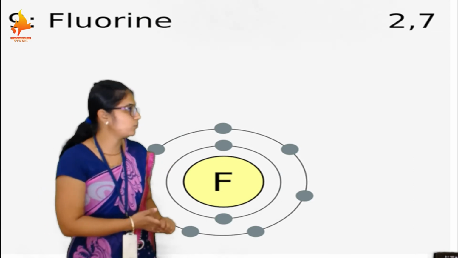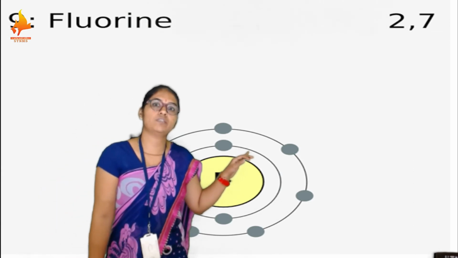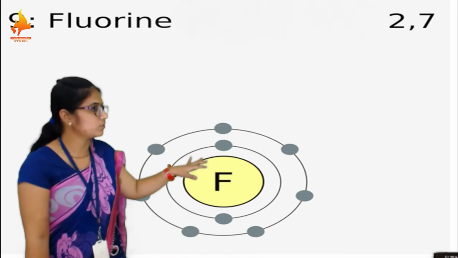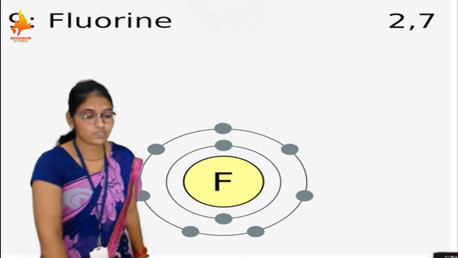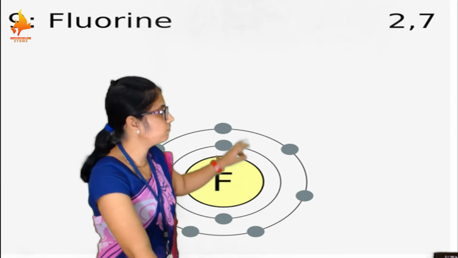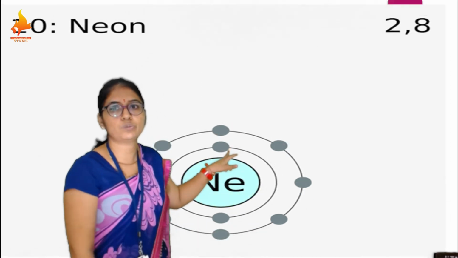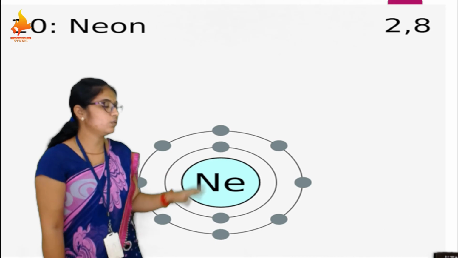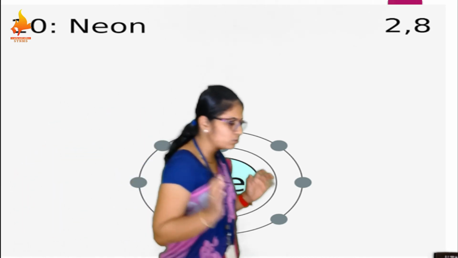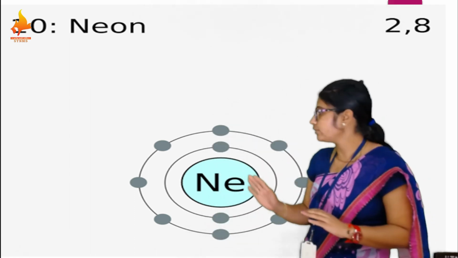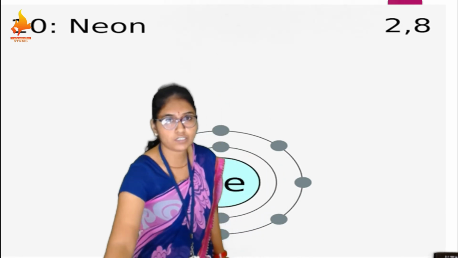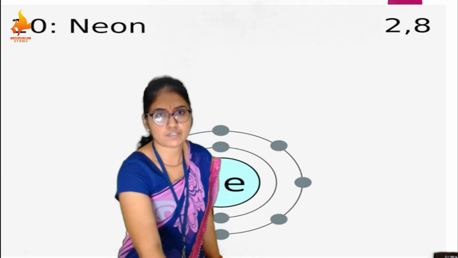Next, the structure of fluorine. Its atomic number is 9, so the electronic configuration is 2, 7, having 2 electrons in the first shell and 7 electrons in the last, outermost shell, and the valency is 1. It requires 1 electron to complete the octet. Next, neon. Neon has atomic number 10, configuration 2, 8. There is no need for neon to donate or accept electrons because its last shell is already complete. So here the valency is 0. It is a noble gas.